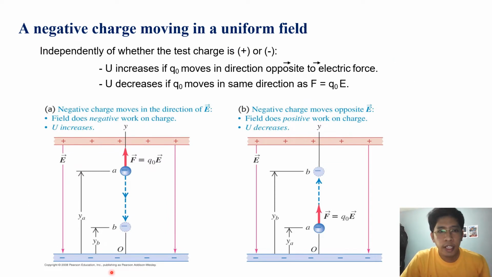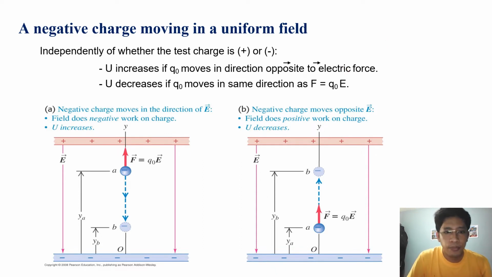If instead you have a negative charge, here your negative charge is attracted to your positive plate. So the force exerted by the field is directed upwards. Now, if the negative charge moves in the direction of E, that is, if it moves downwards, your field does a negative work on the charge. Because as you can see here, the force and your displacement are in opposite directions.